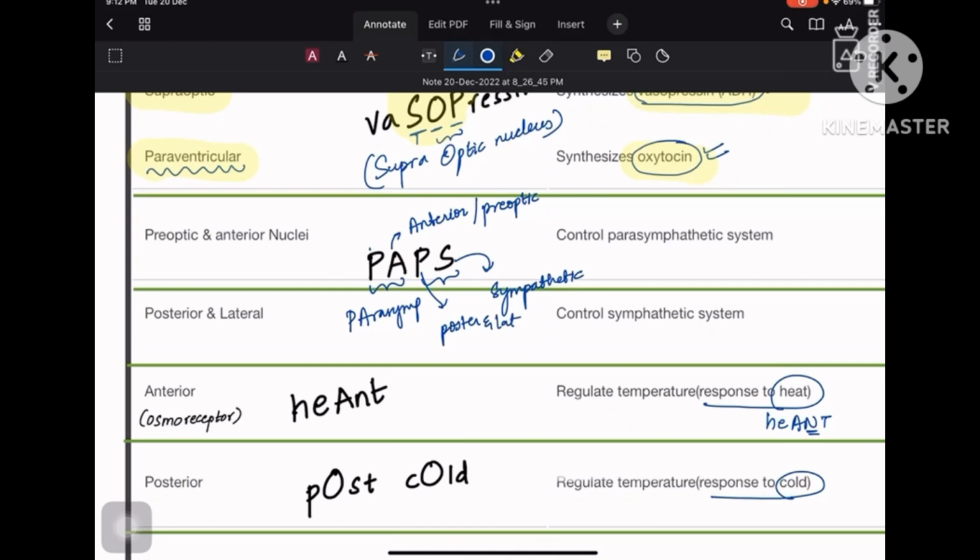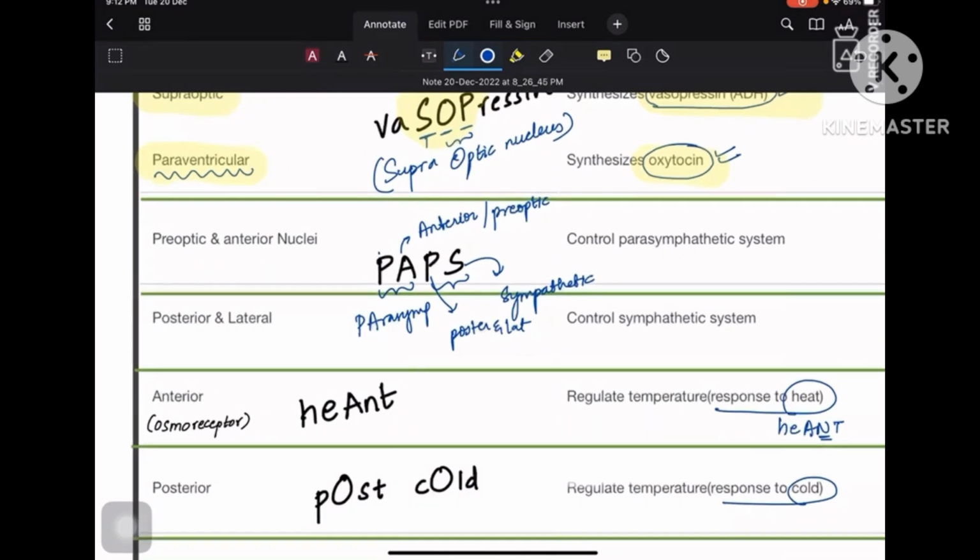So the PAPS mnemonic itself has two P's, so you don't need to confuse. The first P and A goes together. So parasympathetic is for anterior or preoptic nuclei, which again has a P, and the posterior and lateral nuclei are for the sympathetic system. So now sympathetic, parasympathetic with the mnemonic is done, right?